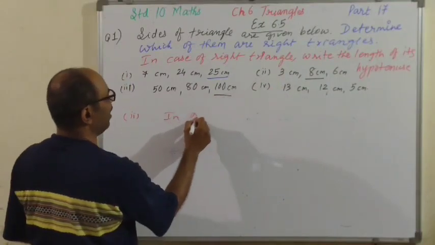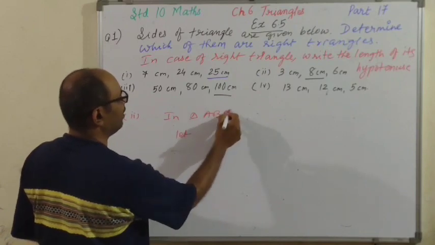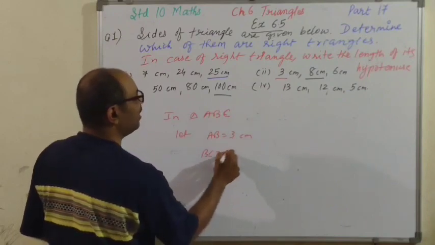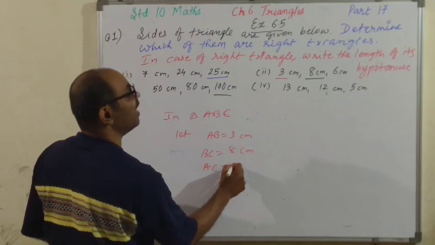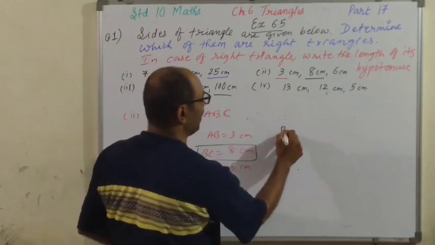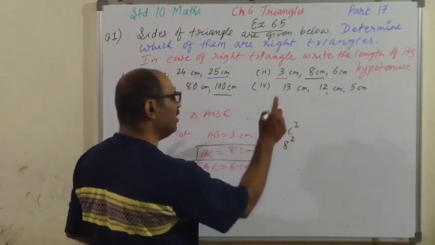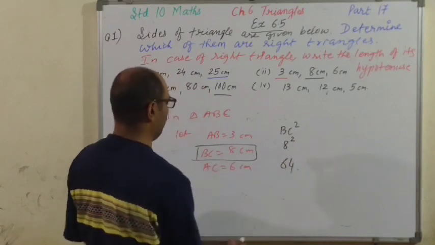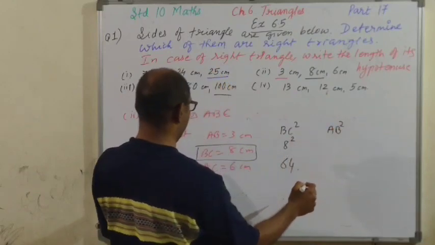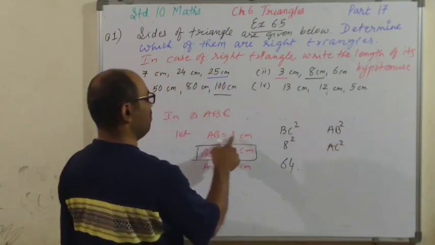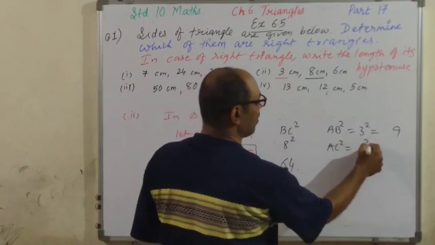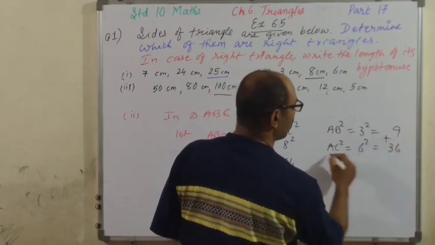Okay. In triangle ABC, let AB is equal to 3 centimeter, BC is equal to 8 centimeter, and third side AC equal to 6 centimeter. Okay, biggest side is BC, so I'm going to write BC square. नीचे 8 square and that is equal to 64. फिर लिखता हूं the other two sides AB square and उसके नीचे AC square. AB square is 3 square and that is 9. AC square is 6 square and that is 36.